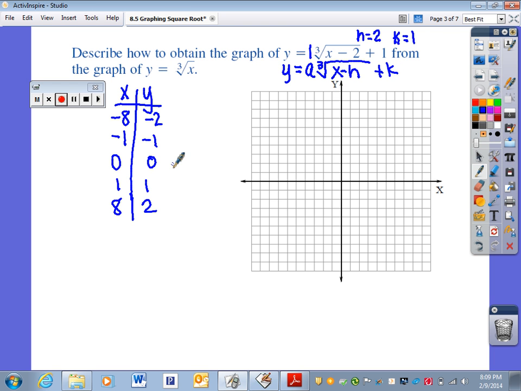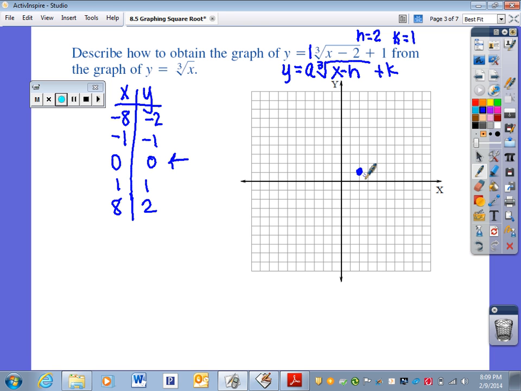Now the best place to look for that is where our 0, 0 is, and that is going to be where our 2, 1 is located. So if you go over 2 units and up 1 unit, that's what's going to happen. And I like to find that spot because then really what I could do from that spot is just do exactly what these ordered pairs tell me to do.